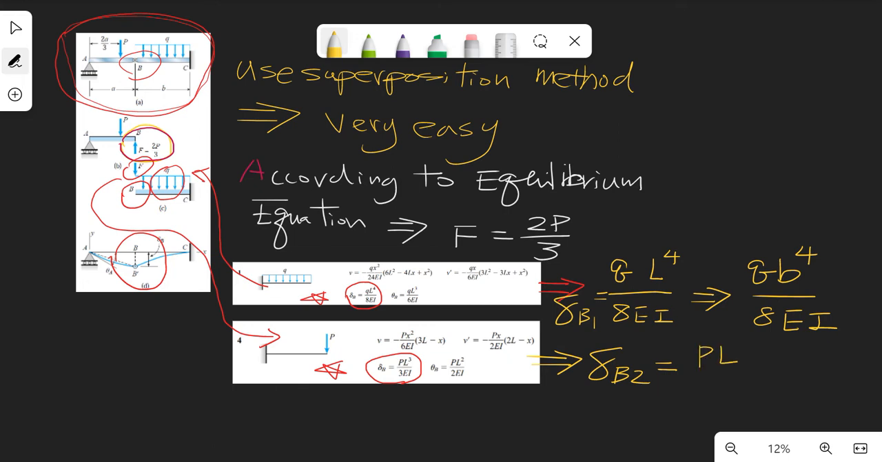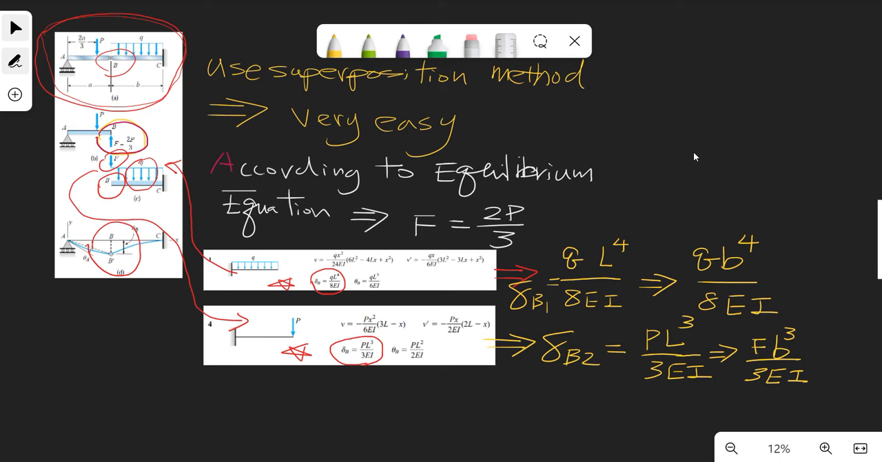The second partition is PL^3 over 3EI. Actually, the P is F, and the L is b, so it's Fb^3 over 3EI. Because we already got F, this is equal to 2P b^3 divided by 9EI.